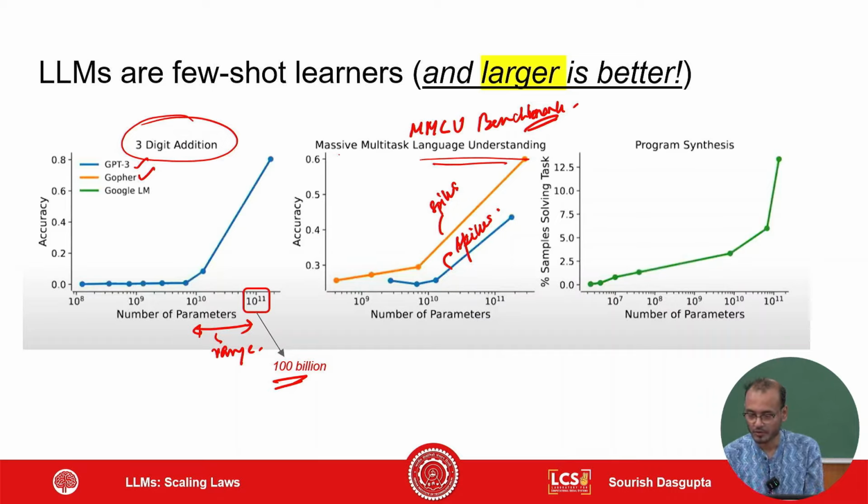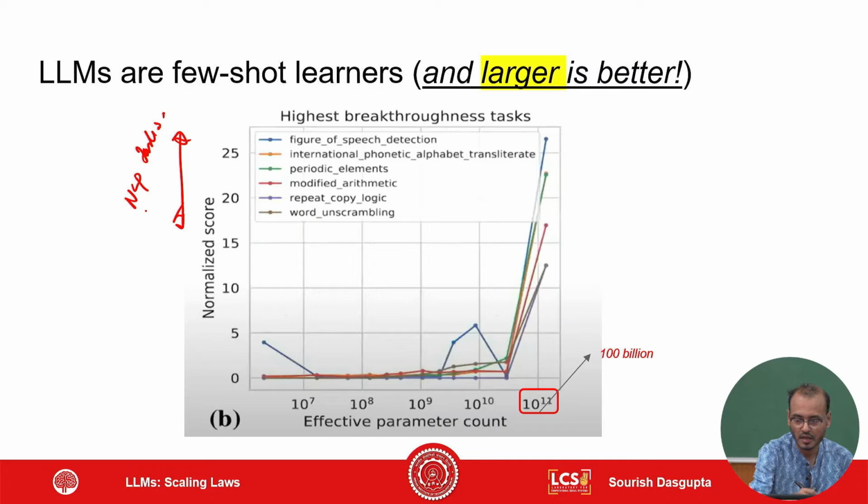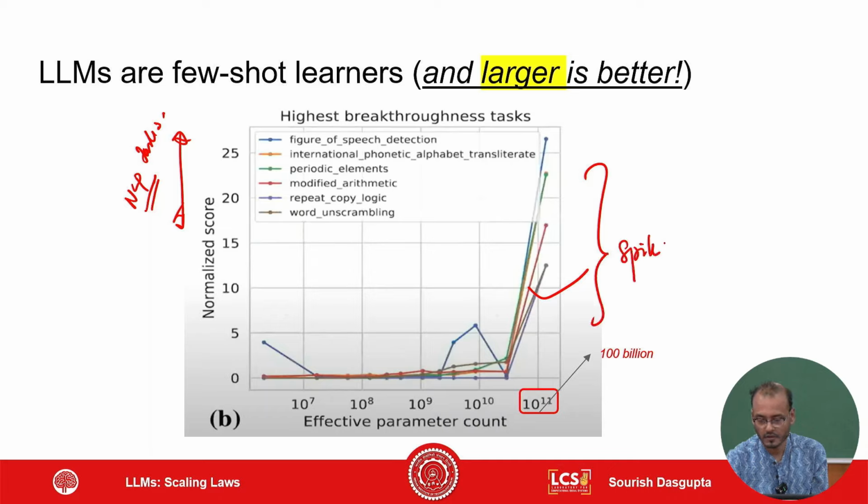And again, for a task like program synthesis, you again see this spike somewhere a bit later than 100 billion for program synthesis. So that's the thing. So these are some NLP tasks. And again, you see the same thing happening, the spikes coming up, right? So as you increase the parameters.